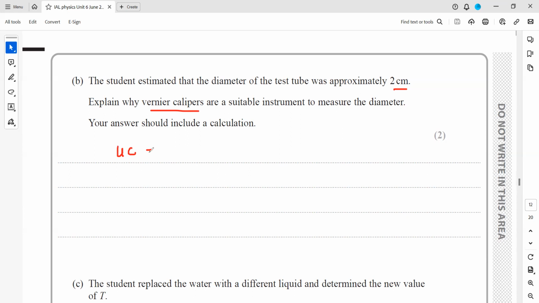But if we want to calculate uncertainty, uncertainty is the least count. Least count means the smallest value which the instrument can record, divided by the value recorded, times 100. So the least count of a vernier caliper is 0.01 millimeter, 0.1 millimeter, or 0.05 is also right. Because different calipers have different least counts, both are acceptable.